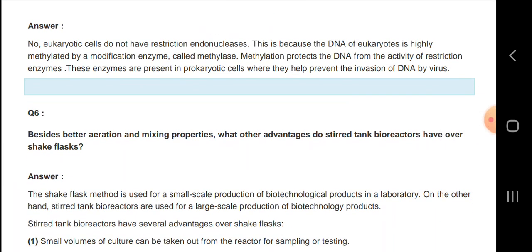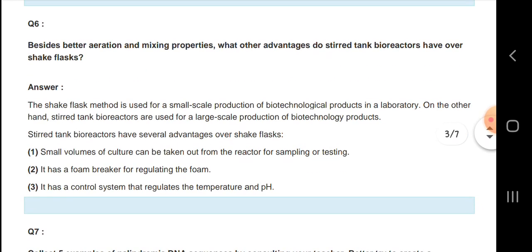Next, let us know whether eukaryote cells have restriction enzymes. No, eukaryote cells do not have restriction endonuclease. This is because the DNA of eukaryotes is highly methylated by a modifying enzyme called methylase.